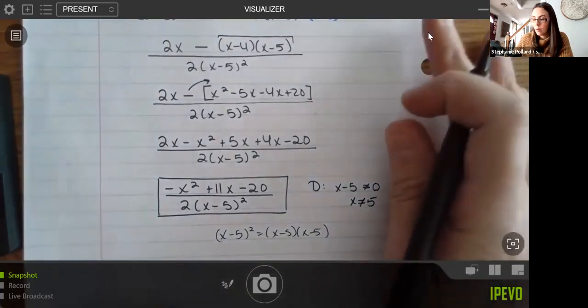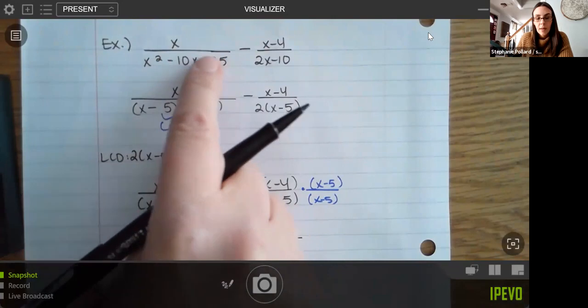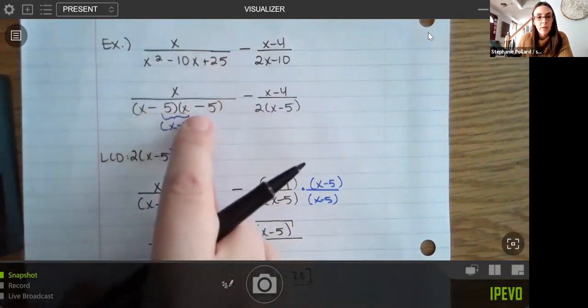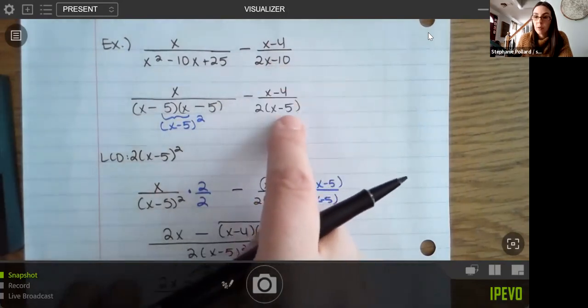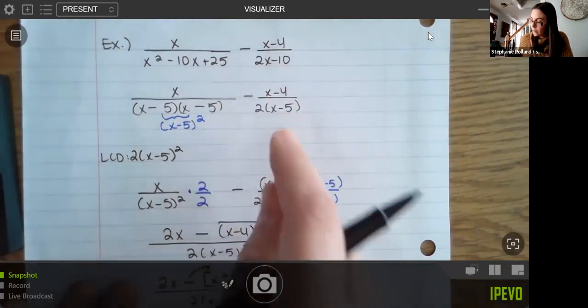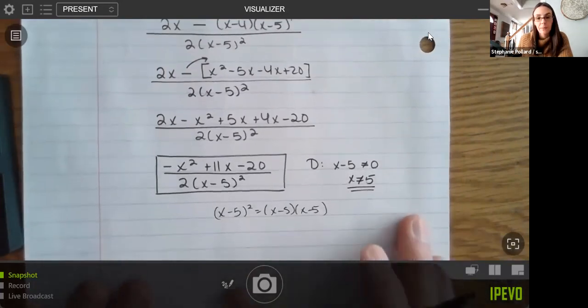Do go back to the beginning though and make sure you haven't missed anything, right? If I look at my original problem, this one had just x minus 5, which we've already talked about. And this one had just a 2 and x minus 5, which we've already talked about. So the only value we have to exclude here is 5 from my domain.